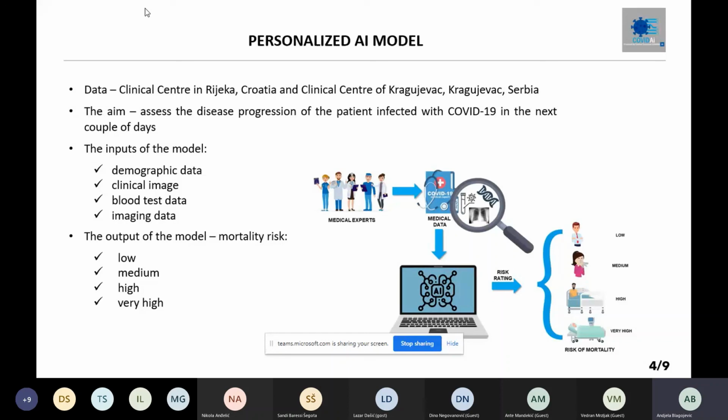As the output of the model, we predicted the mortality risk, as I mentioned, or the severity of clinical condition. From the aspect of mortality risk, we had 4 classes: low risk, medium, high, and very high. On the other hand, for the clinical condition, we had mild, moderate, severe, and critical clinical condition. So everything I said you can see on this image.